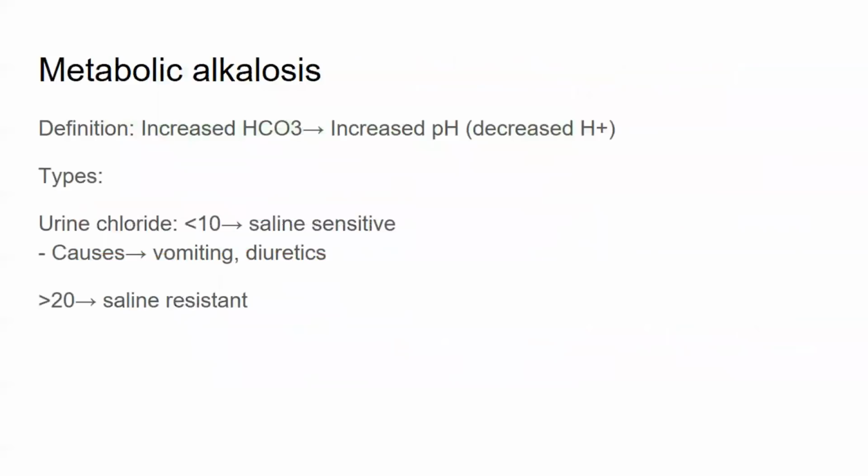Forget that. Now you've got your metabolic alkalosis. That just means that you're increasing bicarb, and by doing that, you're increasing your pH. So this is really not going to come up. Vomiting is the main thing, and don't worry about saline sensitive, saline resistant.